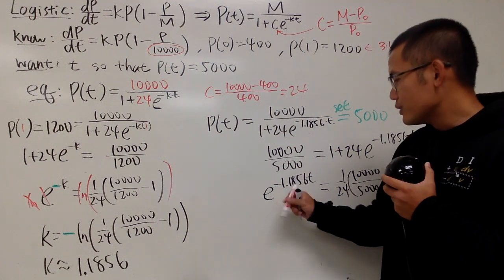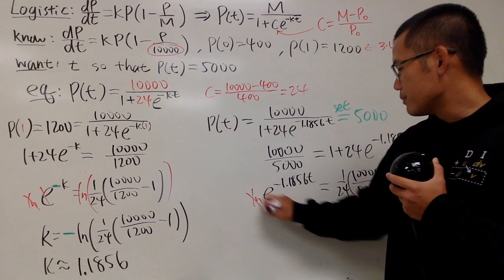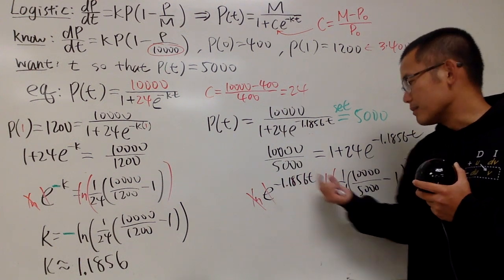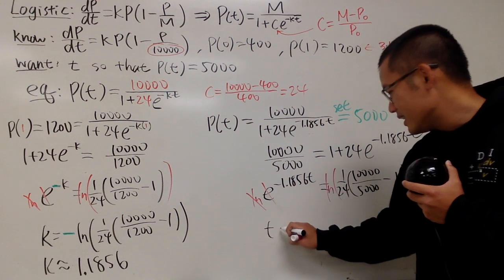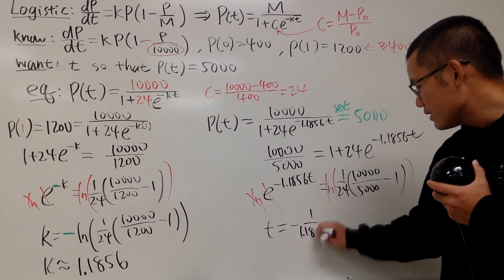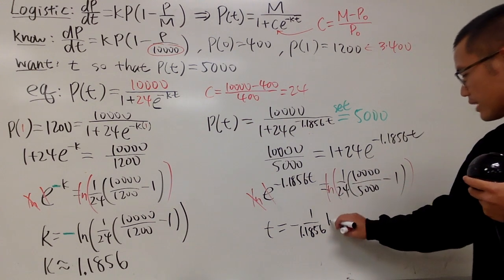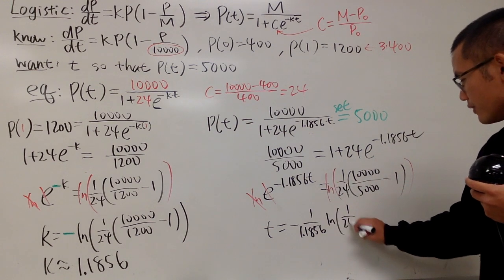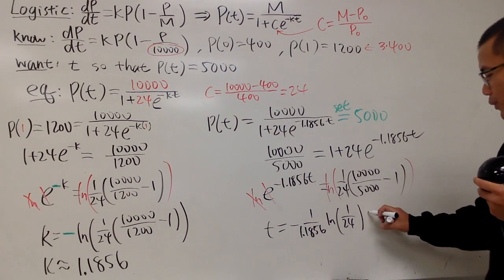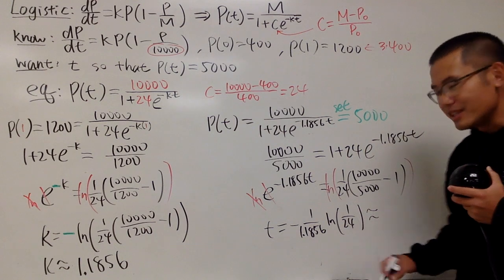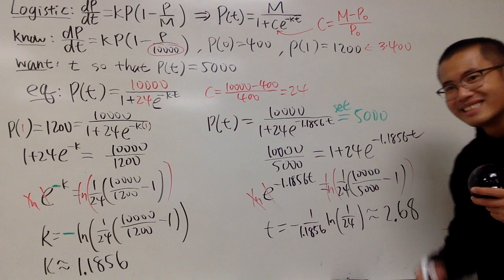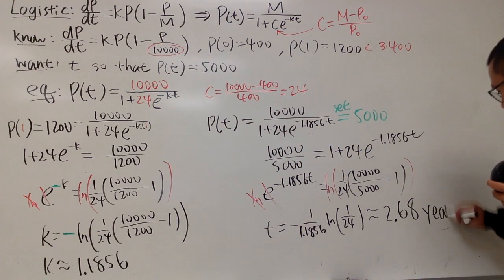And then again, I will just take the natural log on both sides like this. And I will also divide this on both sides. So finally, t is equal to negative 1 over that, 1.1856 times this, natural log of 1 over 24. In fact, this is just 1. This is 2 minus 1, so it's all that. And if you work this out, you will get approximately 2.68. And we're talking about years, so just put down years right here.